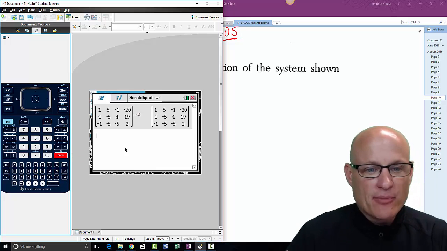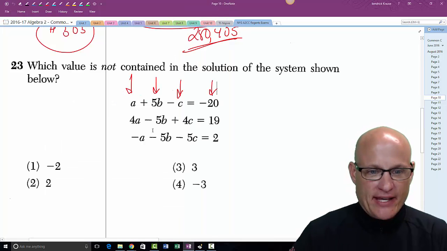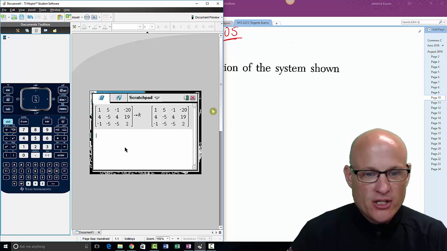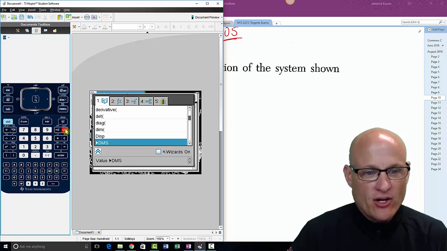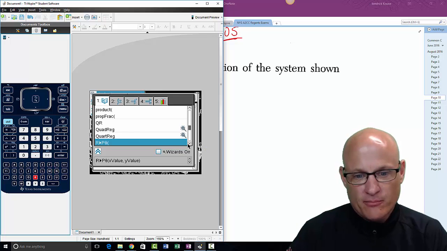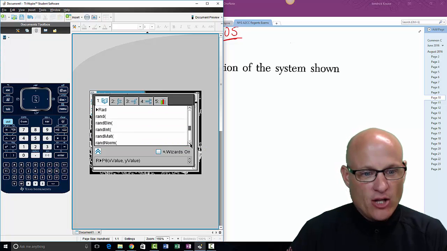There's K. Now remember, the first column is A, the second column is B, the third column is C, and the last column are the constants. So whatever I come up with for A, you'll see how this works. So what I'm going to do is go into this catalog, and I'm going to look for RREF, reduced row echelon form. Linear algebra at its finest. So this is an easy way to do it, RREF.